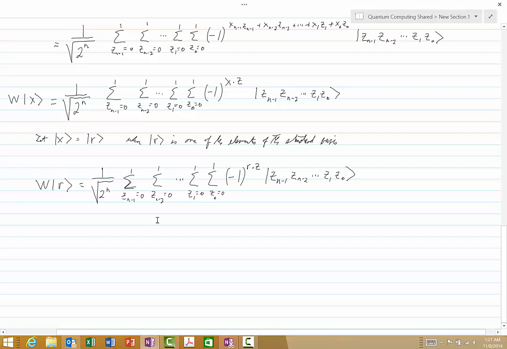And so when we choose all zeros there, then the coefficient that we get right here would be the top number, the number that would appear at the very top of the W matrix in column r.